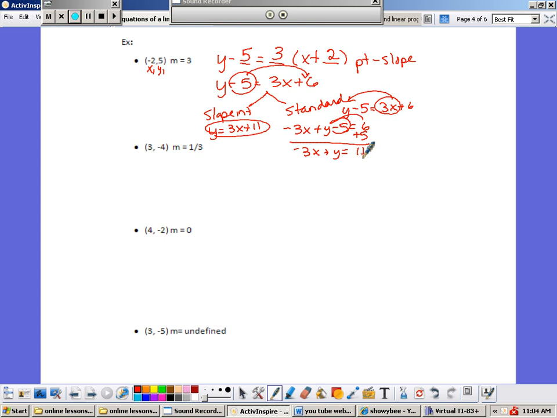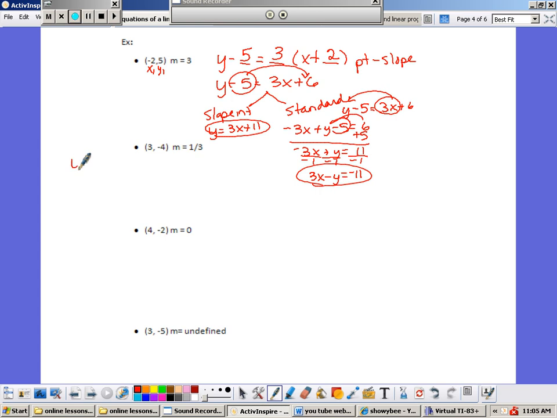Now the problem with standard form, besides its more steps, is that standard form does not like negatives in the first coefficient, and it does not like fractions or decimals. So I'm going to have to divide by negative 1 and get 3x minus y equals negative 11 for my standard form. So standard is a little bit more work, but if you're asked for standard, you have to know how to put it in. It's your x's, your y's, your equals, your constant.